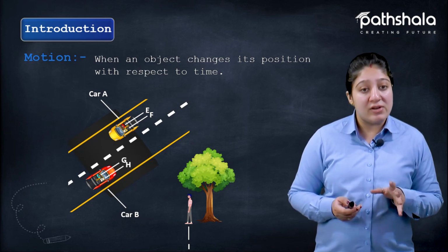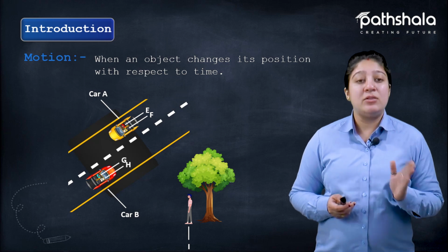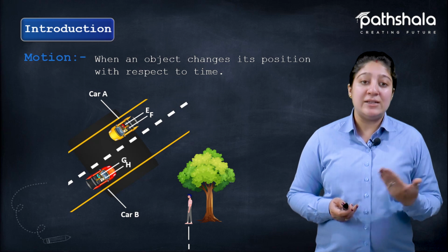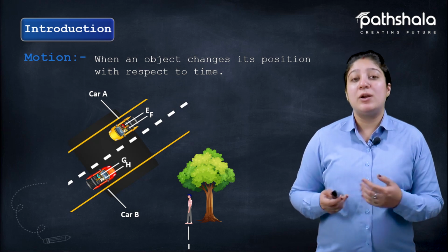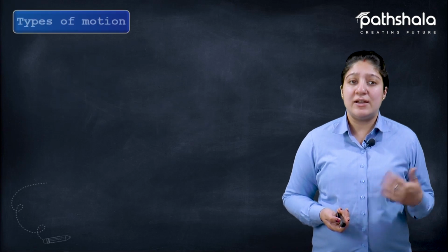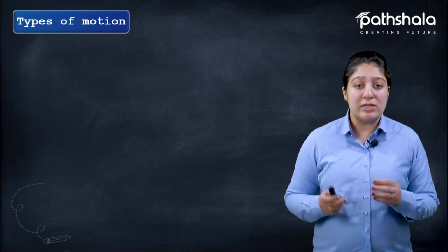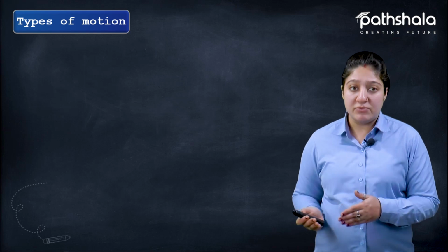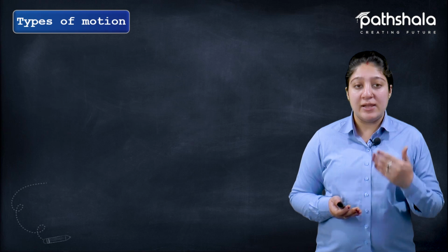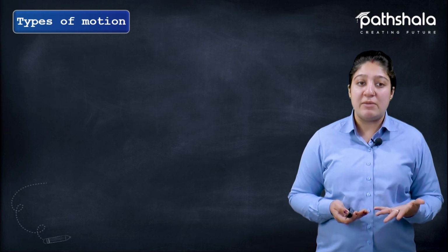Though motion and rest go hand in hand, both are different concepts, right? So that is about motion. Now let's see what the different types of motion are. This you have also studied in your sixth class, but there are different types of motion here. In your sixth class you have just studied 2 or 3 types, but here we have different types of motion.